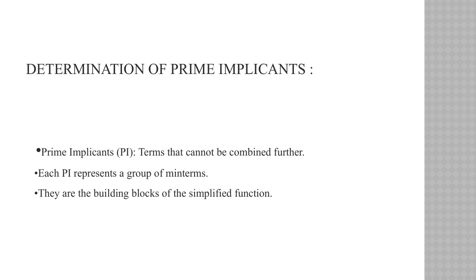Let's talk about the determination of prime implicants. Prime implicants, or PIs, are essentially the terms that can't be combined any further. Think of them as the most simplified building blocks in the process. Each prime implicant represents a group of minterms, which are the specific combinations of variables that satisfy the function. These PIs are really important because they form the core of the simplified Boolean expression. By identifying these prime implicants, we ensure that the simplified function is as efficient and as minimal as possible, which is the ultimate goal of the simplification process. So, understanding how to determine these prime implicants is key to mastering Boolean algebra simplification techniques.